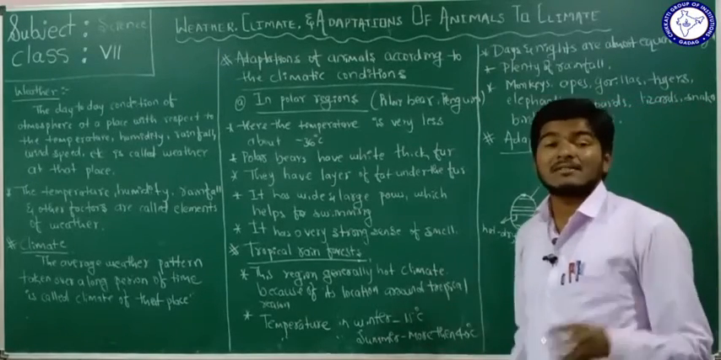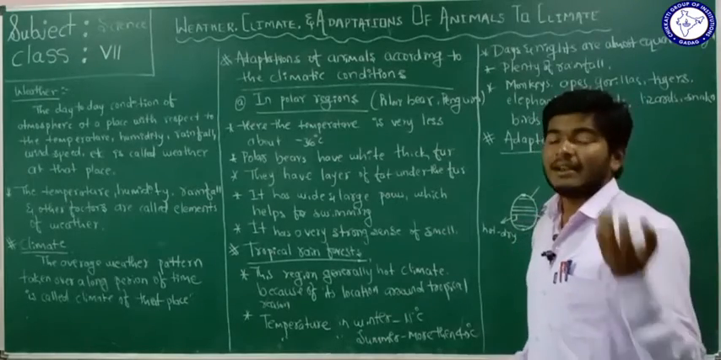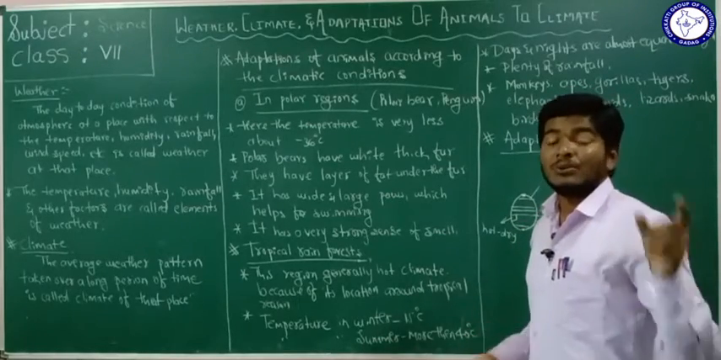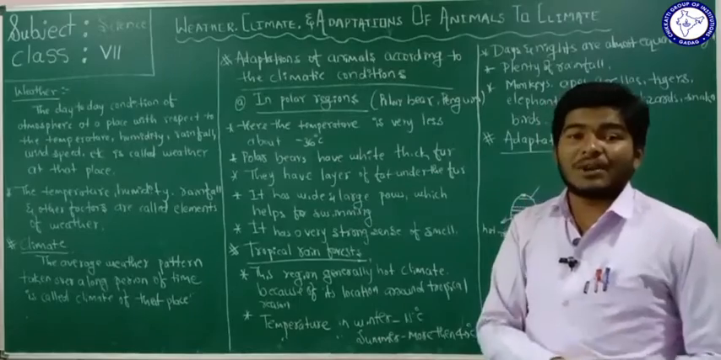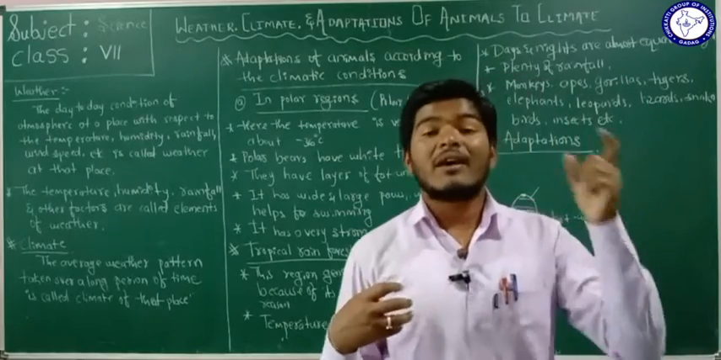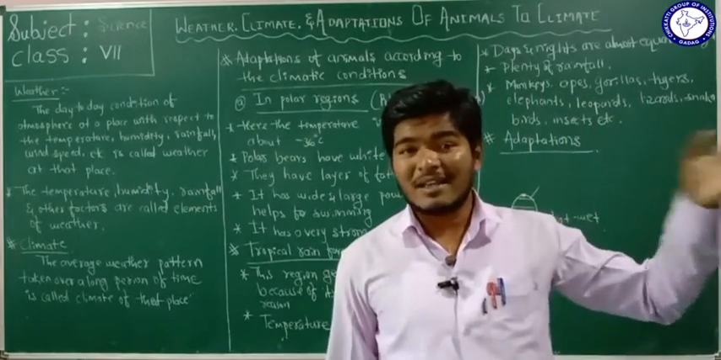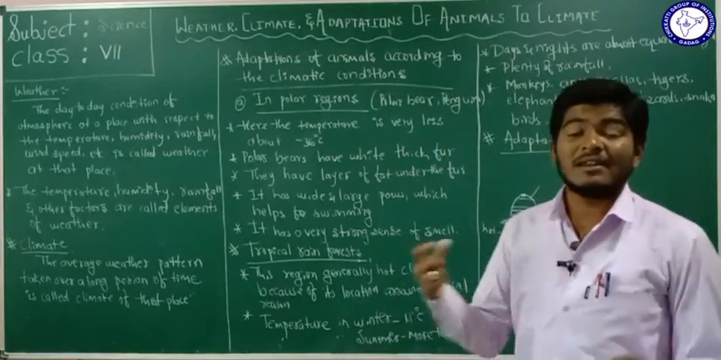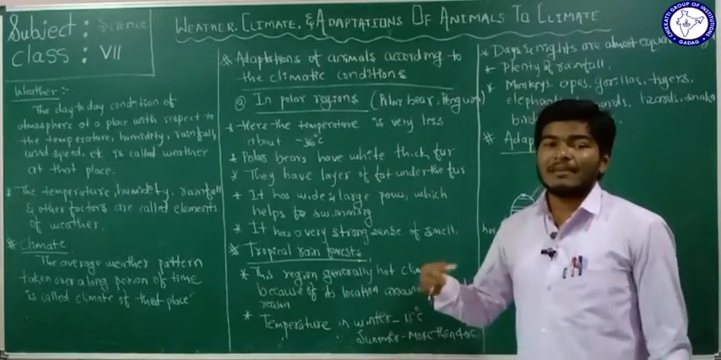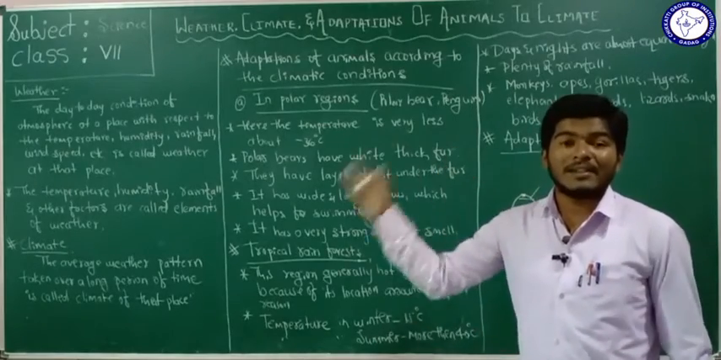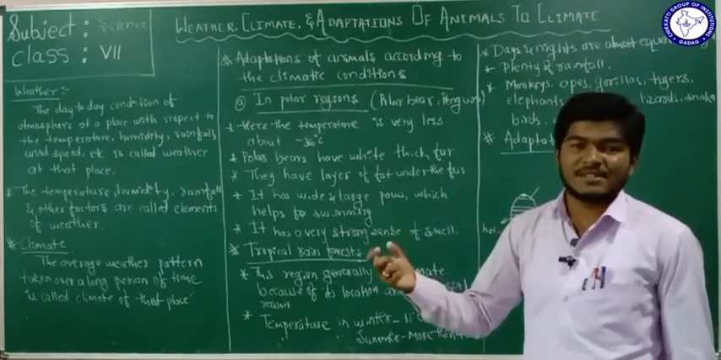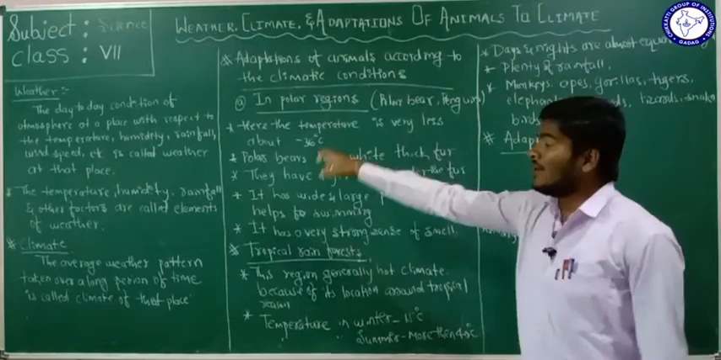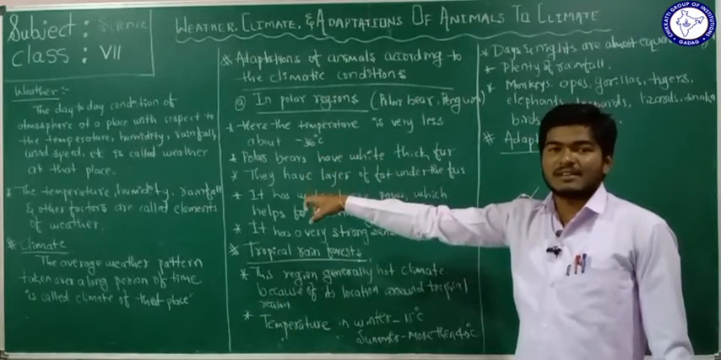some of the animals live here, isn't it? But how do they live? By making some adaptations in their body. You already know from the last class what is meant by adaptations. Adaptations are nothing but the changes that occur by themselves in some animal species to live according to the climatic conditions, isn't it?